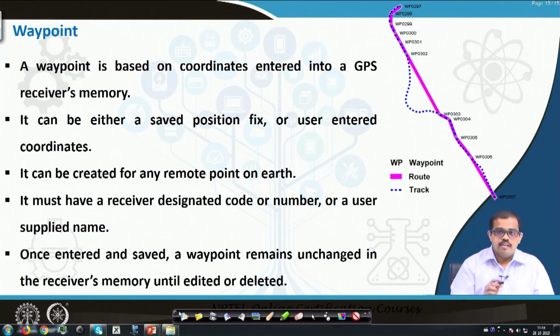So with this, what happens is that for the entire waypoint, whatever you have located, when you reach that particular location, it beeps and tells you that you have reached that particular location.